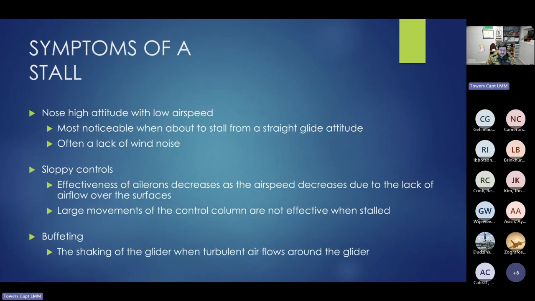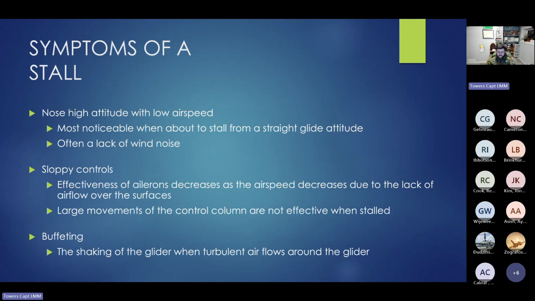Getting into symptoms of a stall. First up, you've got a nose-high attitude with low airspeed. This is most noticeable when about to stall from a straight glide attitude. You'll often suddenly hear it go a lot quieter, with a lot less wind noise. Next, your controls feel sloppy, so the effectiveness of the ailerons decreases as the airspeed decreases due to the lack of airflow over the surfaces. If you're making large movements of the control column, you'll find that they're not effective when you're stalled.